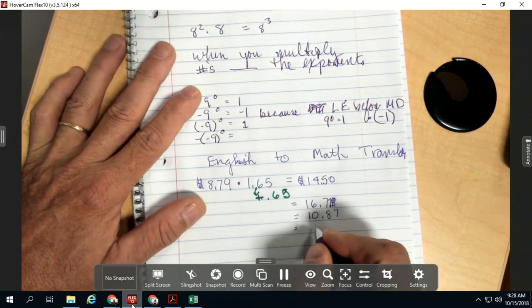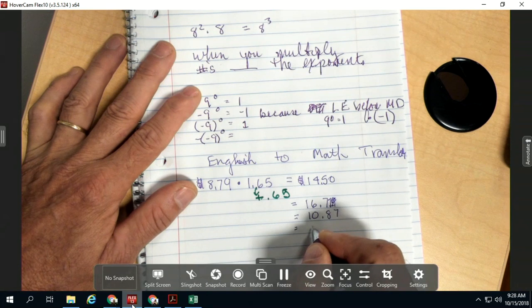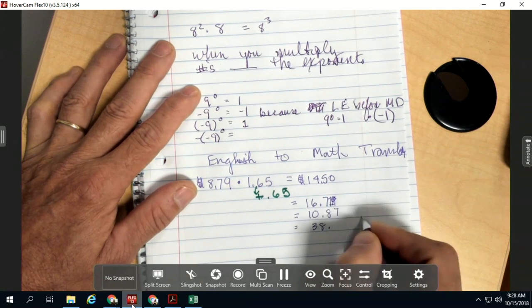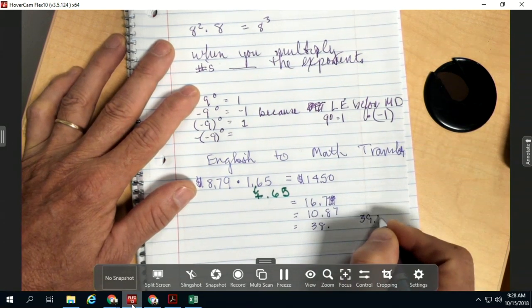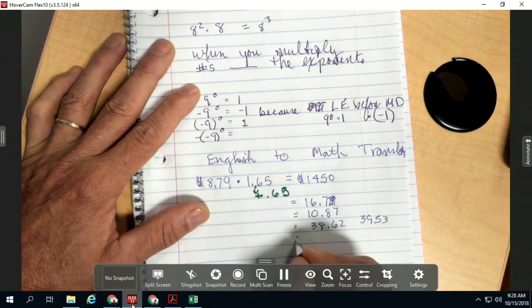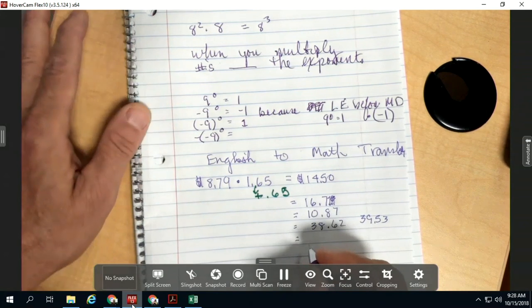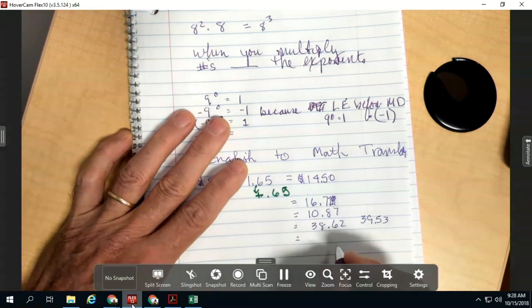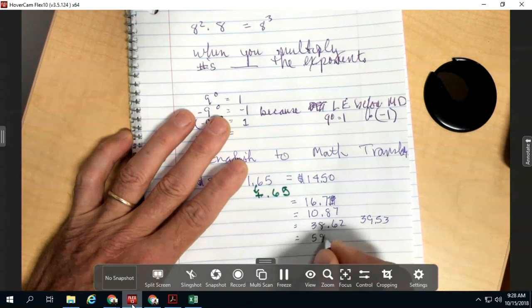Keegan, what did you get for the skirt? Yeah. 38.69. Is that what you got, Rachel? No. Yeah, 39. 39 what? 38.62 or 39.53. What'd you get, Savannah? Nick? Oh, Lauren? 58.86.